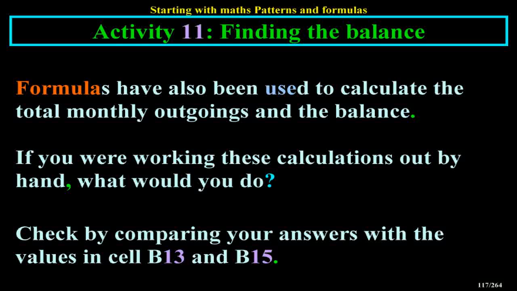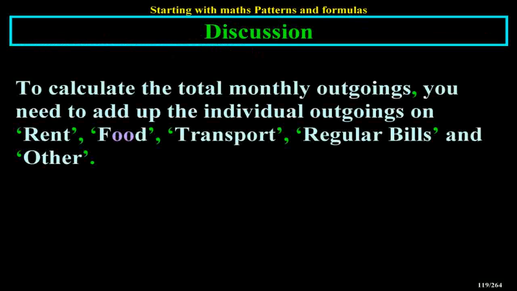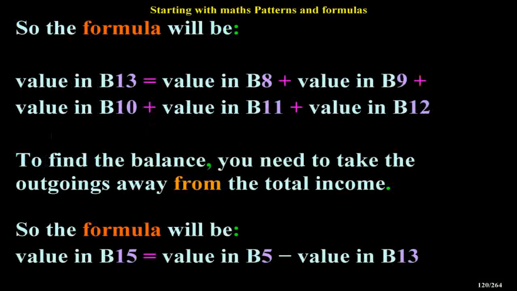If you were working these calculations out by hand, what would you do? Check by comparing your answers with the values in cells B13 and B15. Try to write down the formulas for these cells in the form value in B13 equals. Discussion. To calculate the total monthly outgoings, you need to add up the individual outgoings on rent, food, transport, regular bills and other. So the formula will be value in B13 equals value in B8 plus value in B9 plus value in B10 plus value in B11 plus value in B12.